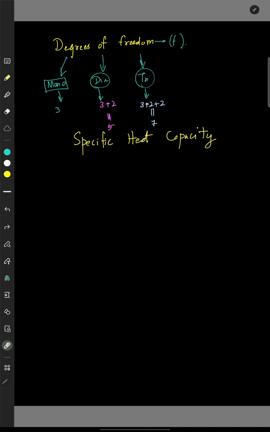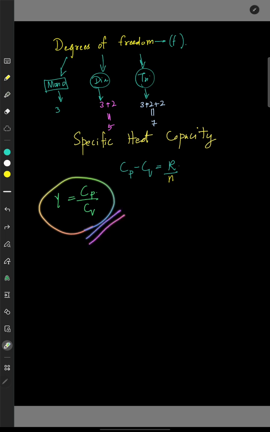Now specific heat capacity. The first relation is Cp minus Cv equals R by N, where N is the number of moles. And gamma, the adiabatic factor Cp by Cv, is related to the degrees of freedom by 1 plus 2 by F. So once you know the degrees of freedom for the monoatomic and diatomic systems, we can say that.